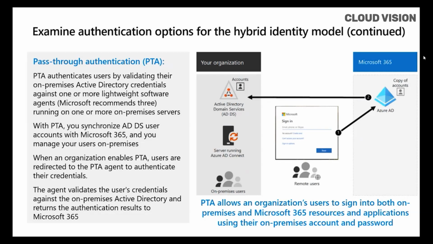So as you saw, pass-through authentication authenticates users by validating their on-premise Active Directory credentials against one or more lightweight software agents, right? Microsoft recommends that you install at least 3 for high availability. What is this lightweight software agent? As we talked about it, the name of that agent is pass-through agent.